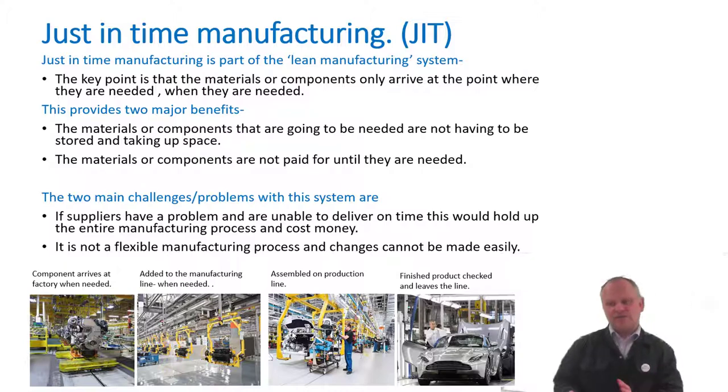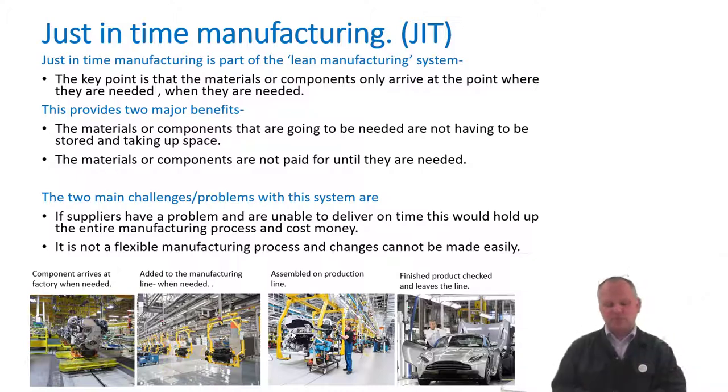Okay? Now, if the supplier providing the company has a problem, it breaks down, it's not able to deliver the goods, then obviously that means that further down the line, there is an issue. They can't do the job because they've got nothing in stock. They've got no surplus in the background. So they have to make it with what they've got available. If they can't get hold of a component, then their production line stops. So just-in-time manufacturing has to work very, very efficiently. Okay, it's not a flexible manufacturing process. Things can't change easily.